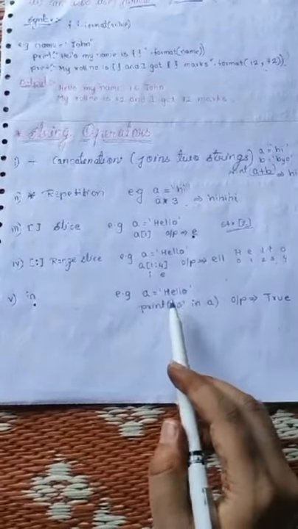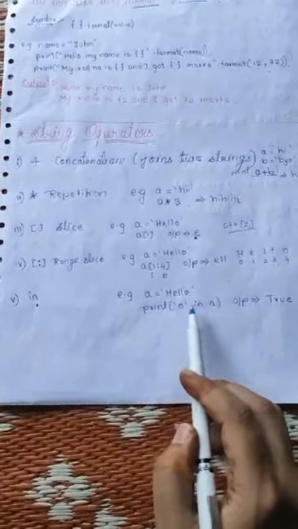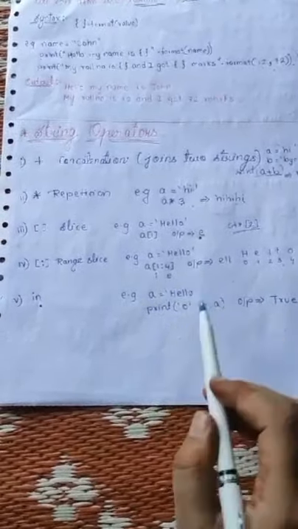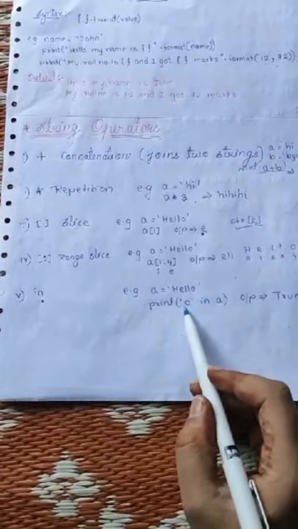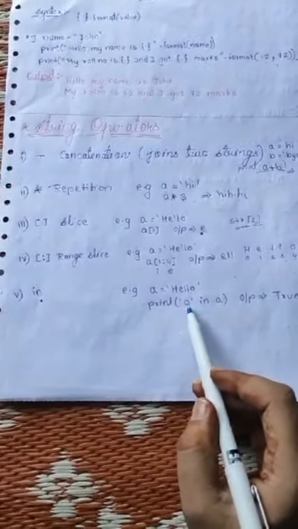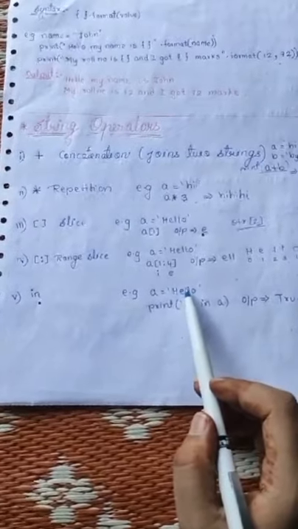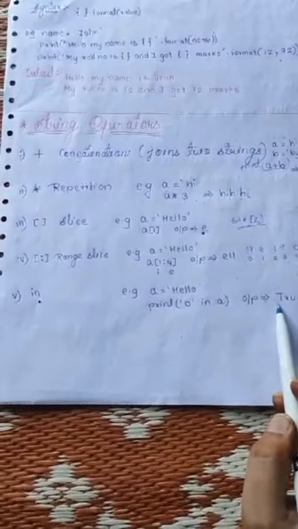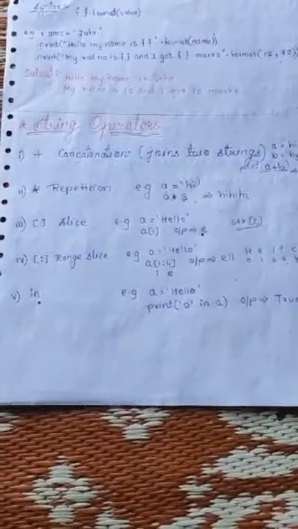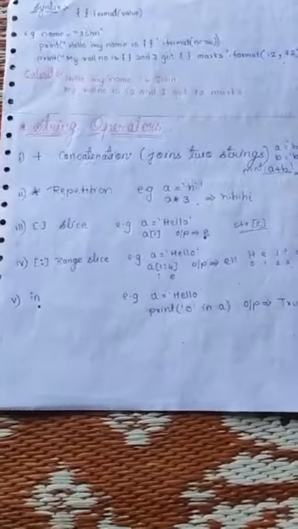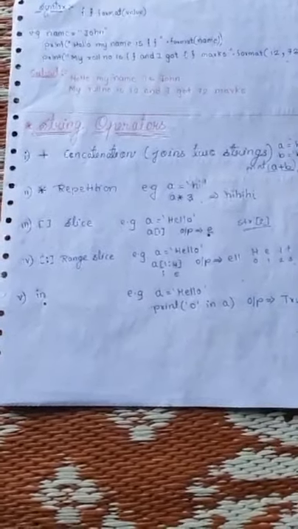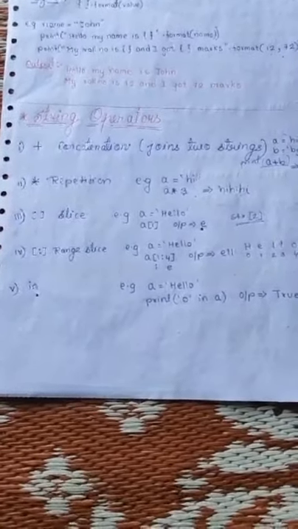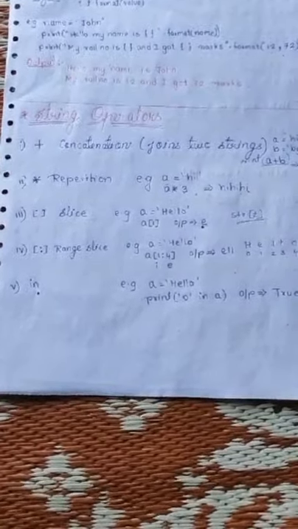If, suppose, instead of this O, I would have written A in the variable A, or let's take T, S, whatever character. As we know, T, S or A are not present in this variable or string hello, then it is going to give me the output false. Simply by the name itself we come to know whether it is an in or not in. We also have another operator, that is not in, that we'll see in the coming topics.